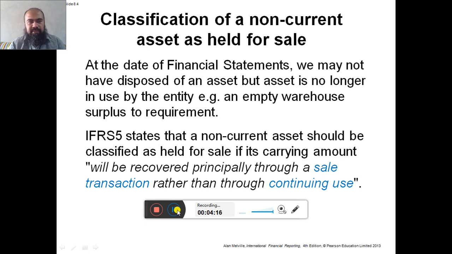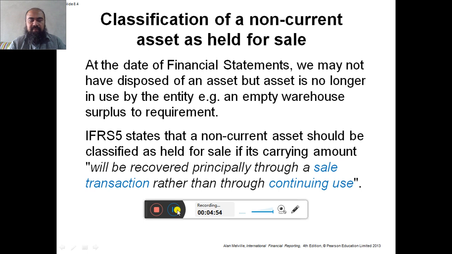Now this is the third situation in which an asset is available in the books of accounts, it has not been disposed of from the books of accounts, and it has some net book value as well. Obviously it has some net book value, otherwise it surely would have been disposed of from our books of accounts. For example, it is an empty warehouse, and it is surplus to the requirement of an organization. So the organization wants to set it as a non-current asset held for sale.